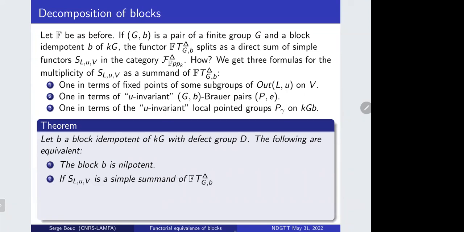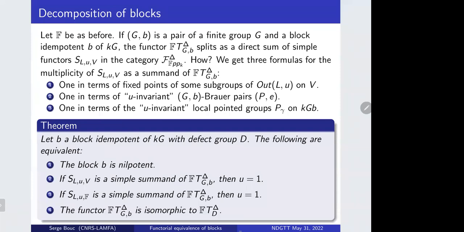The second one is that if S_{L,U,V} appears as a summand of FT_{δ_{G,B}}, then actually U is equal to 1. The third condition is the same with V replaced by the trivial module. And the last condition is that the functor FT_{δ_{G,B}} is isomorphic to the functor FT_{δ_D}. In other words, the pair (G,B) is functorially equivalent to (D,1) over F. So this is a nice characterization of nilpotent blocks in those terms.